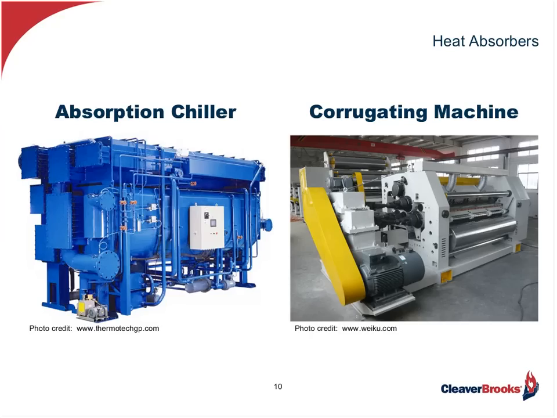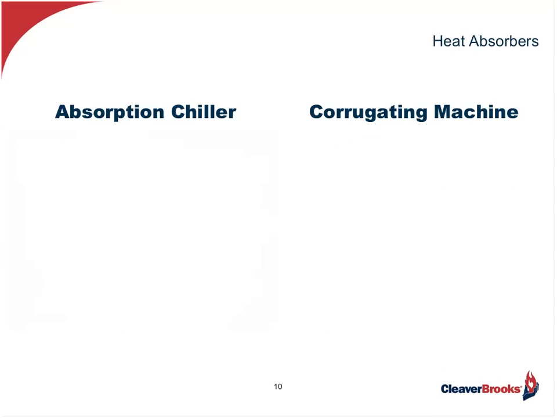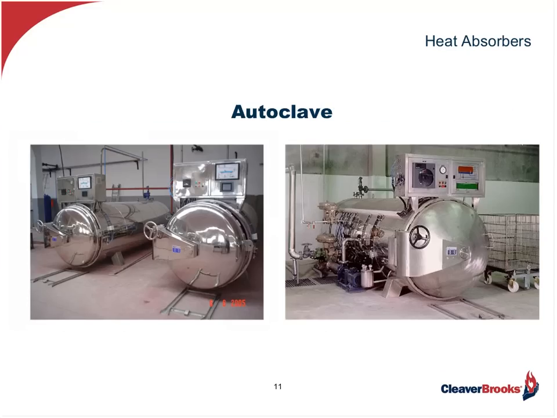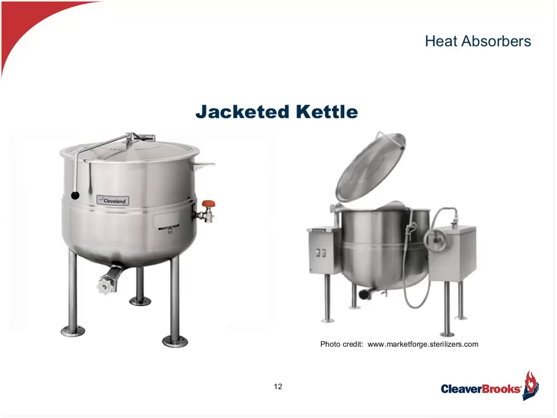Or I could have a corrugating machine, which is now being used for corrugated box. I could have an autoclave, which would be used in the healthcare industry, in hospitals, for sterilizing instruments. Or it could be in the food processing industry, where I'm sterilizing food that's already been hermetically sealed in a can. Here's another application for steam, jacketed kettles. Maybe the pharmaceutical, possibly the food industry, where I'm reconstituting, or I am heating and blending a mix within that jacketed kettle.